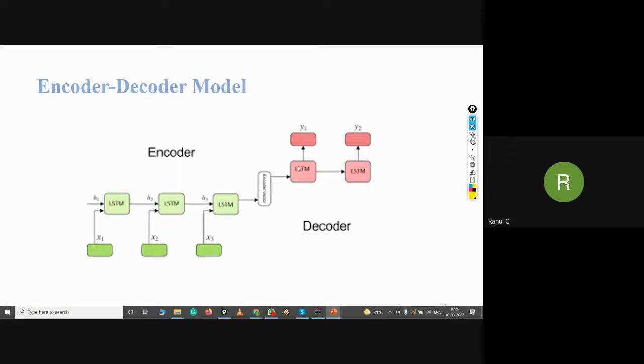According to the encoded vector, the decoder is able to produce its own output. The decoder is exactly the same as the encoder, with the same sequence to sequence architecture. Here you can see only 3 inputs and it is giving 2 outputs. That may happen.